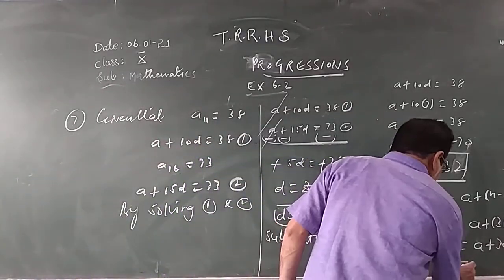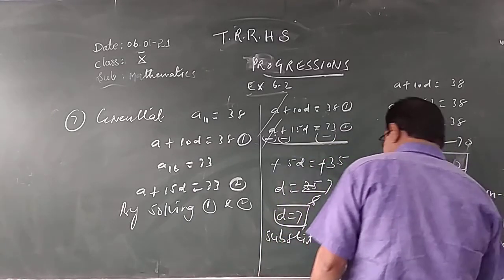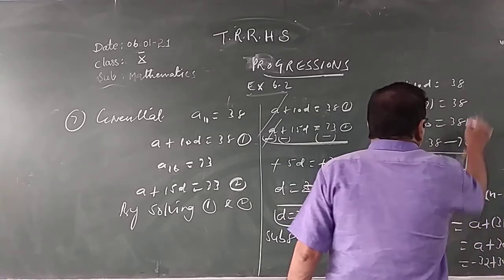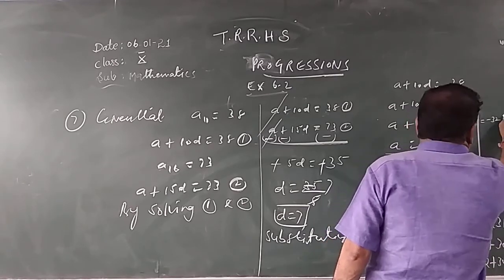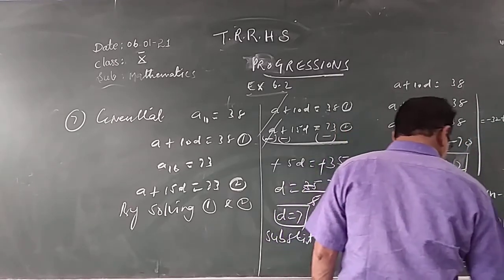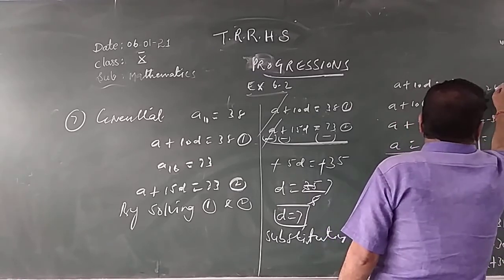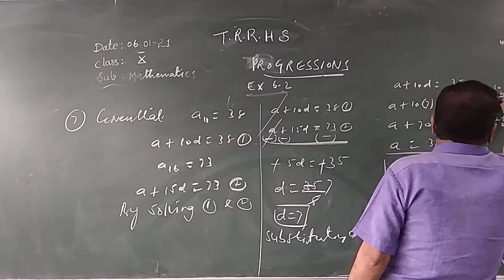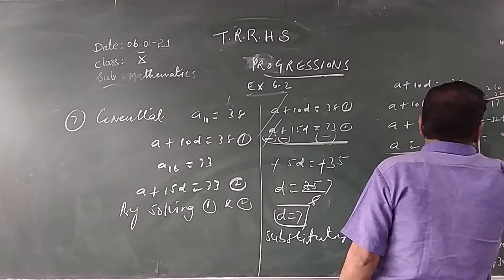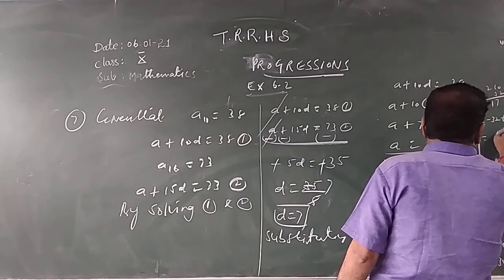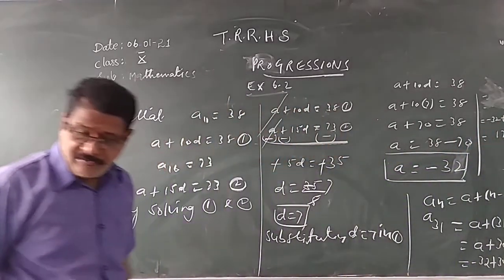So now substitute the a and d values. A is minus 32 plus 30 into the d value, which is 7. Minus 32 plus 210, that is 178. So the 31st term is 178.